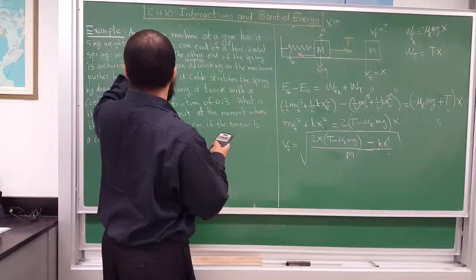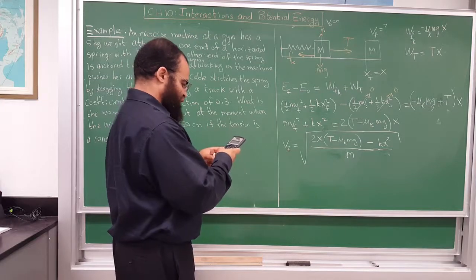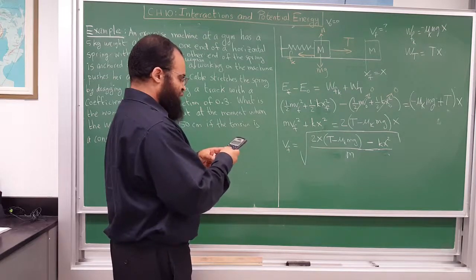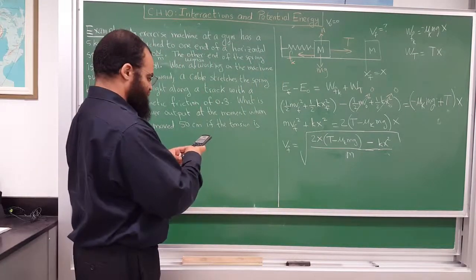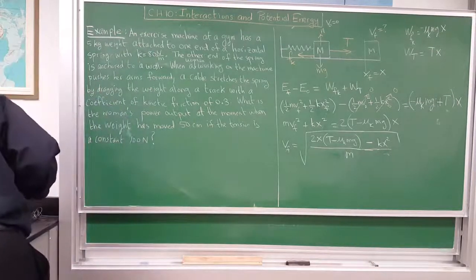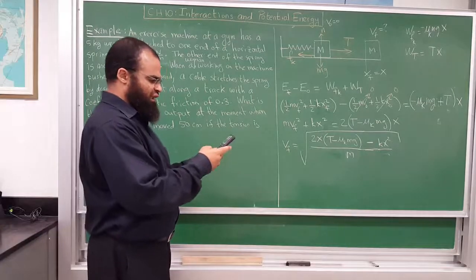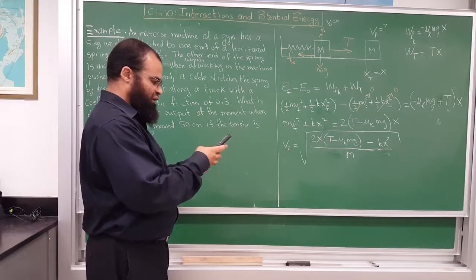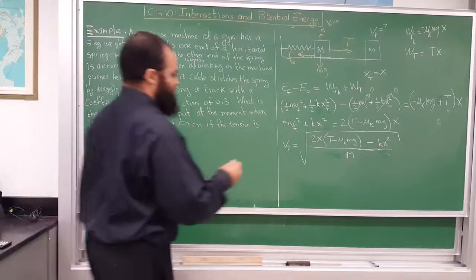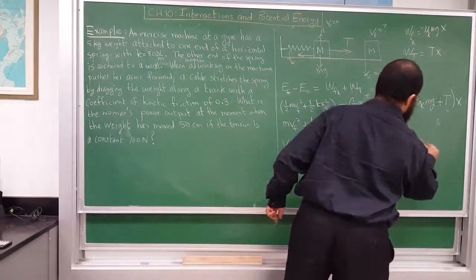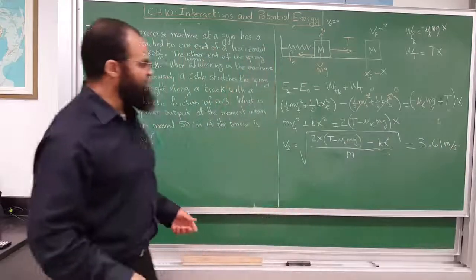K is 80 times x squared. X is 0.5, so 0.5 squared. And then we have to divide everything by the mass, which is 5 kilograms here. Is it 5 or 50? Let me make sure I didn't make a mistake. Yeah, it's only 5 kilograms. So I get that. Then we have to take the square root. And I get the speed to be 3.61 meters per second.